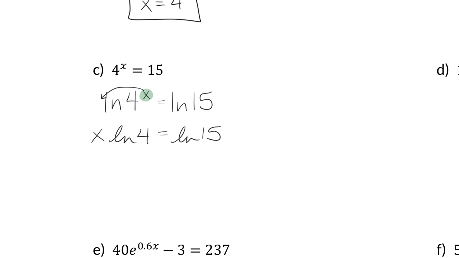Now remember, our end goal is to get the x by itself. So what do I have to do on both sides to get x by itself? Divide by the natural log of 4, which means this would be x equal to the natural log of 15 divided by the natural log of 4.